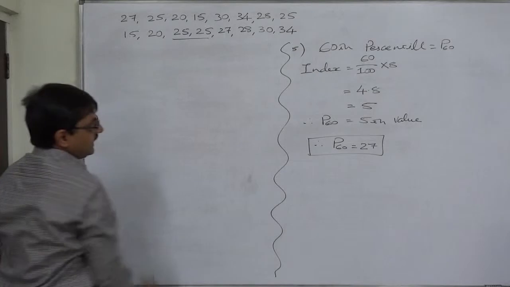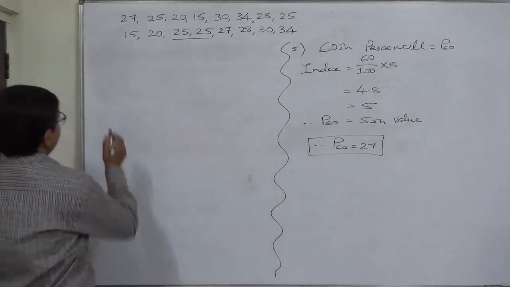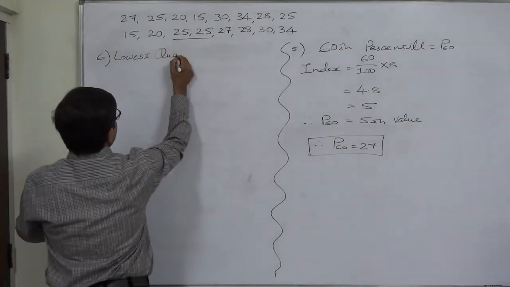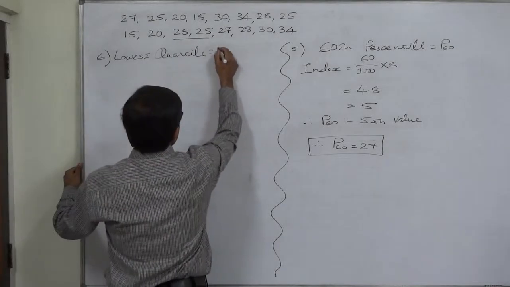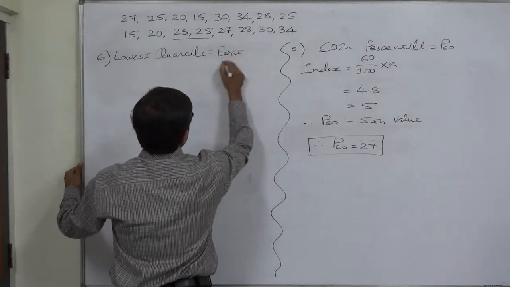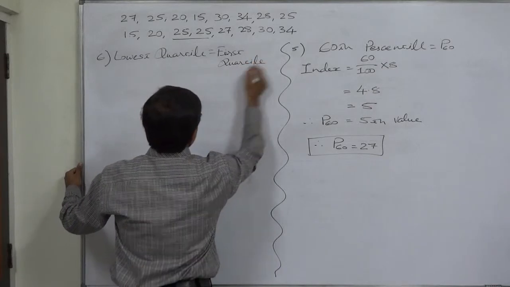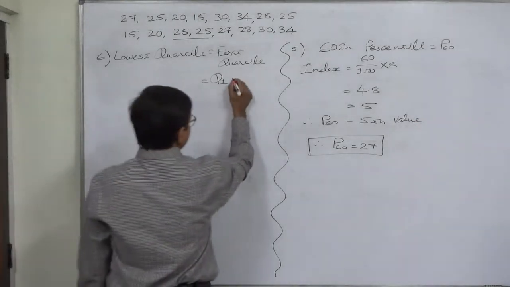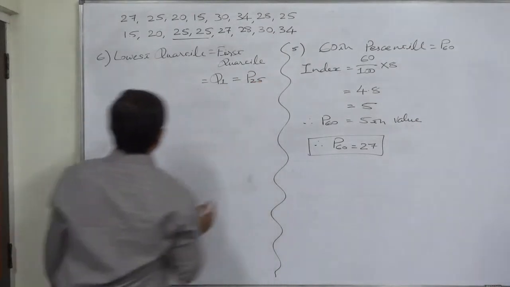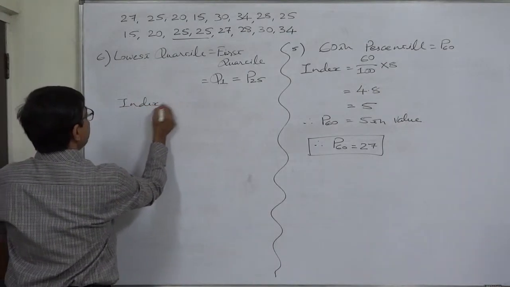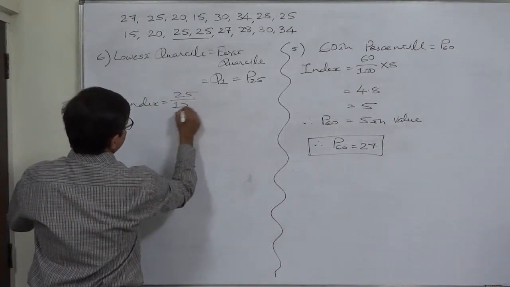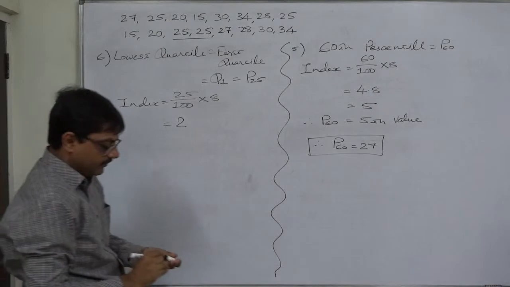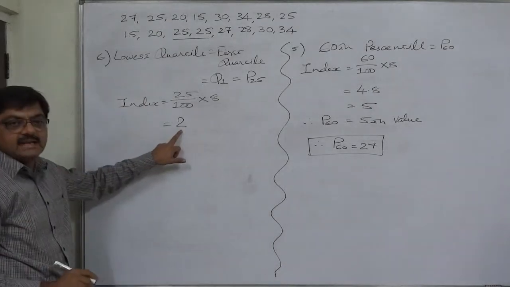Now it is the turn of quartiles. Let us find the lowest quartile, also known as the first quartile. We know it as Q1, and we also know that Q1 is nothing but P25, the 25th percentile. So index will be 25 upon 100 into n, that is 8. So it comes to 2. First time we have an integer index.